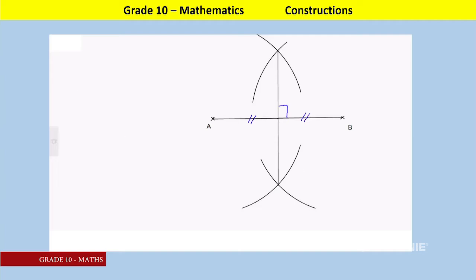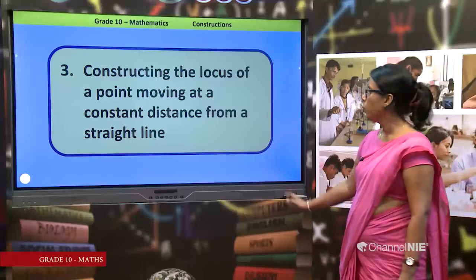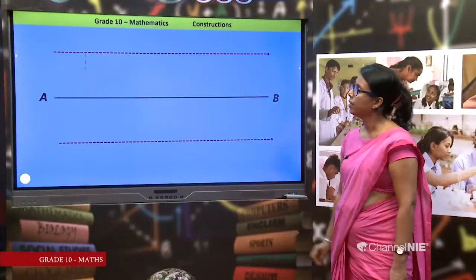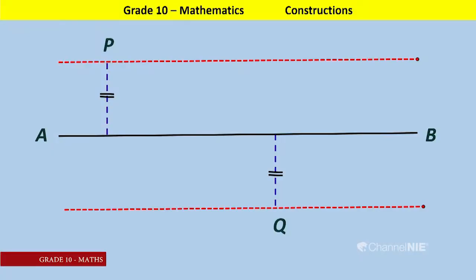Okay, let's learn the third locus. Constructing the locus of a point moving at a constant distance from a straight line. What is this? Let's see what this is. Each and every point moving equal distance to AB straight line. Not only one path, there are two. So what is this?